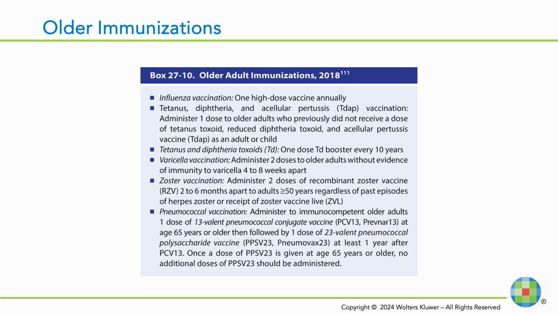For elderly adults, it's important that they get a flu vaccination, that they are up to date on their tetanus, diphtheria, and pertussis vaccination. Have they had a Tdap booster? Have they had a varicella vaccination? A zoster vaccination is incredibly important, especially if they're over 50 years of age. Pneumococcal vaccinations to help prevent pneumonia are incredibly important.